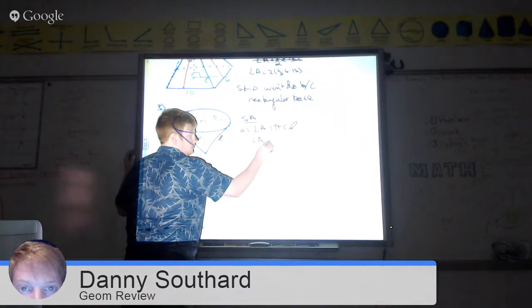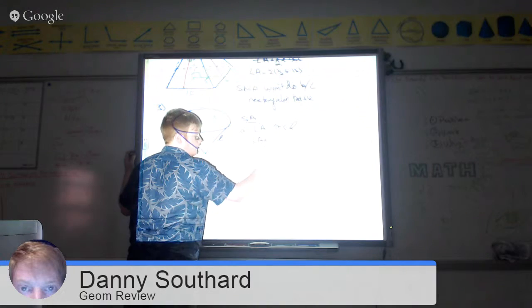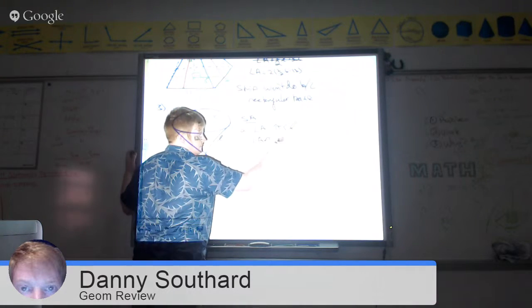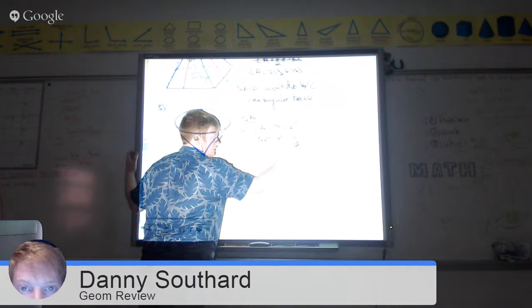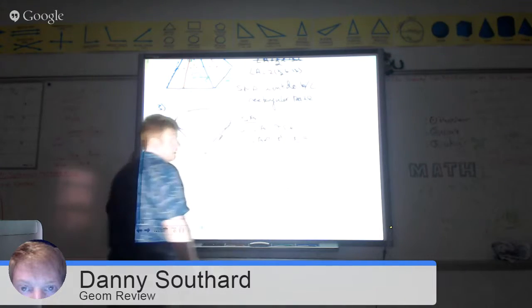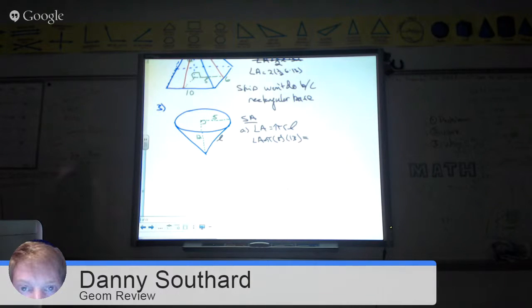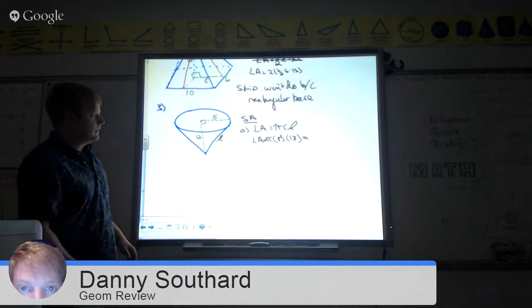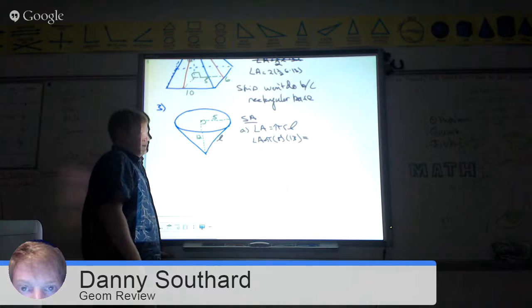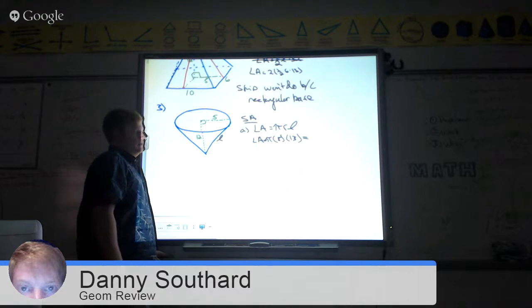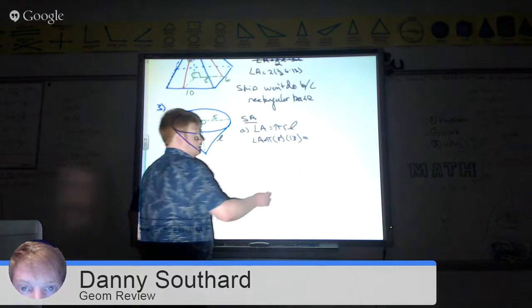So you found our L, right? So I know my r is 5 and my L is 13. So my lateral surface area is, can someone calculate that? It's going to be 5 times something, so 65 pi.